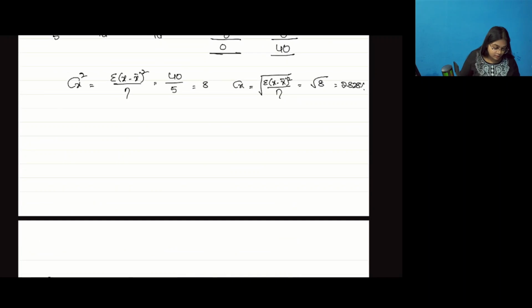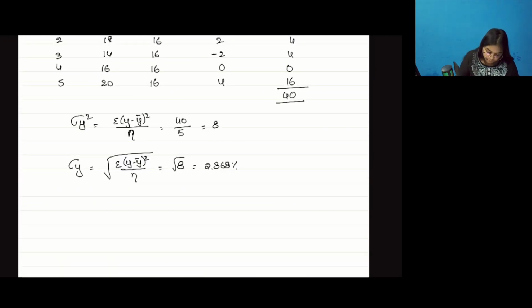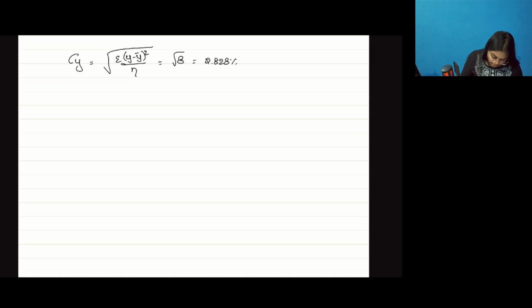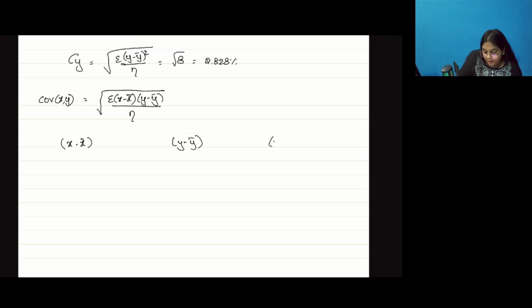8, square root 2.828, 8%. So next we have to calculate covariance of x comma y, that is summation of x minus x bar into y minus y bar divided by n. x minus x bar, y minus y bar, x minus x bar into y minus y bar.